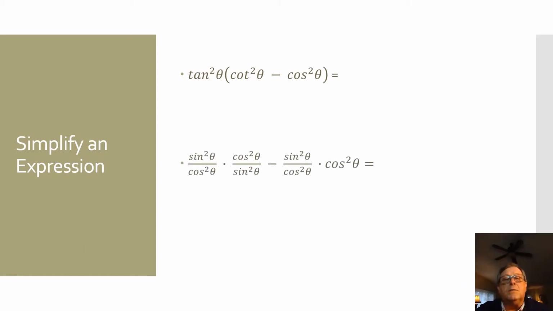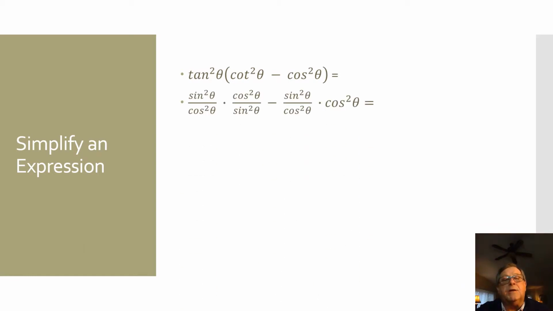And that's because the tangent squared of theta is the sine squared of theta over the cosine squared of theta. And the cotangent squared of theta is equal to, by quotient identity, the cosine squared of theta over the sine squared of theta. And so looky here. If I use cross multiplication, these are going to cancel all out, and it's just going to equal 1.